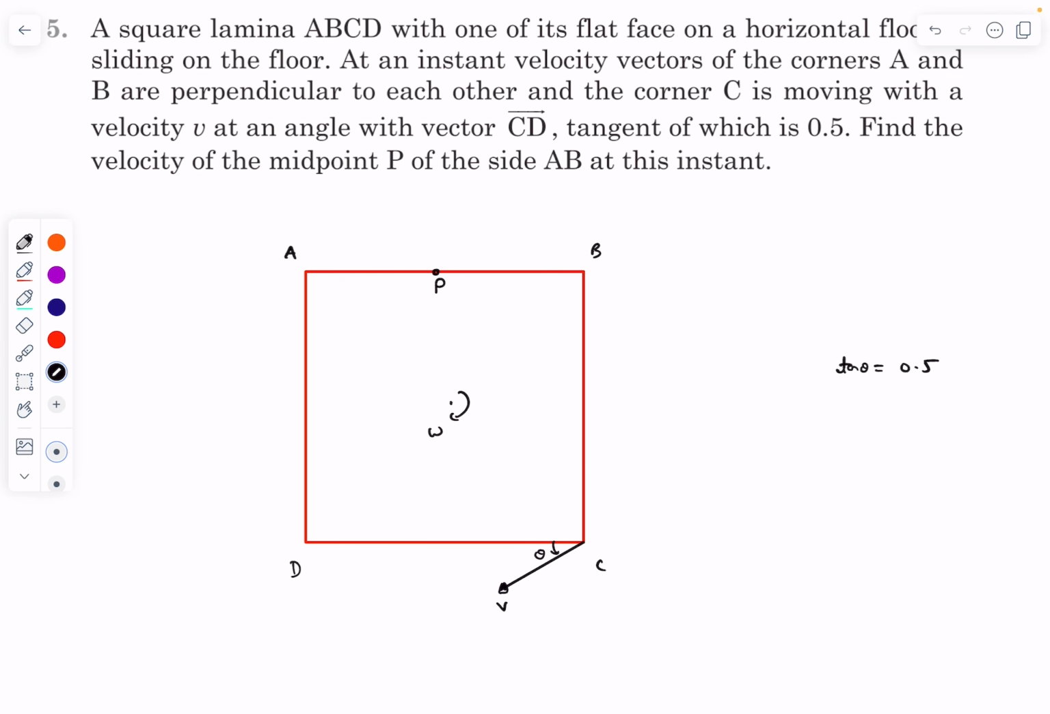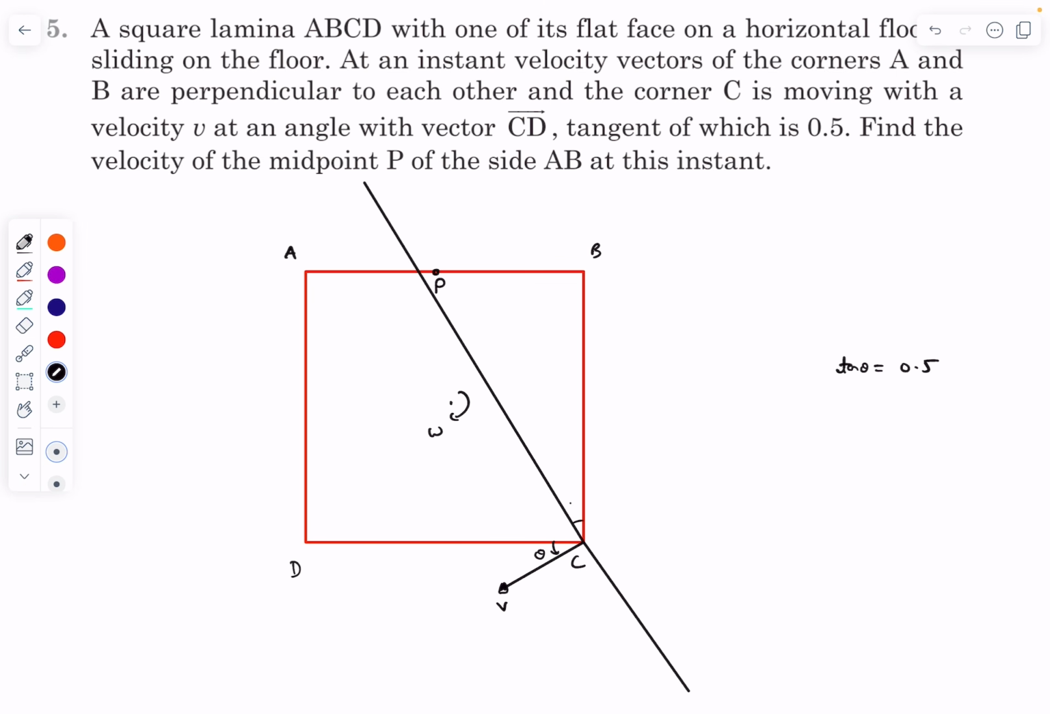So we have information about one direction, right? This velocity vector V. So we can draw a perpendicular over here. So before we do that, let's get an idea of this angle theta. So tan theta is 0.5, which means theta is clearly less than 45 degrees, right? So which means a perpendicular line will look something like this. And let's extend it to the other side as well. Okay. So this is the perpendicular to the velocity vector VC.